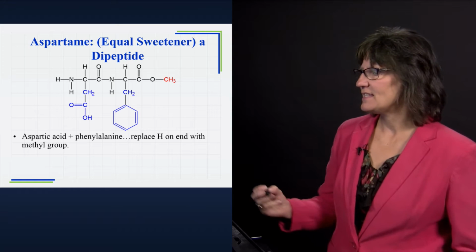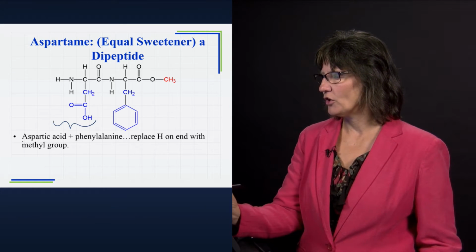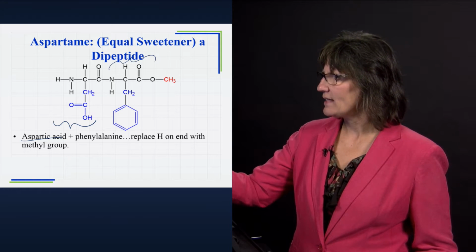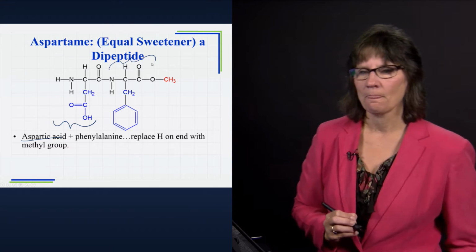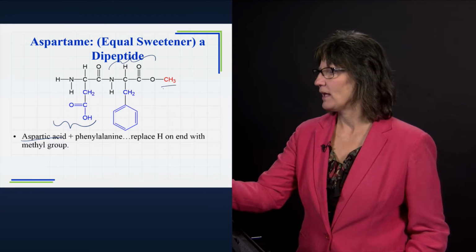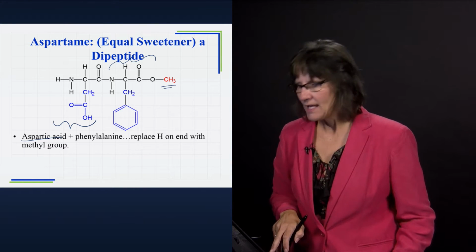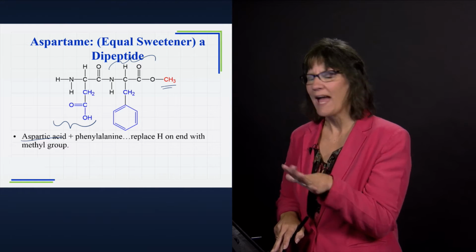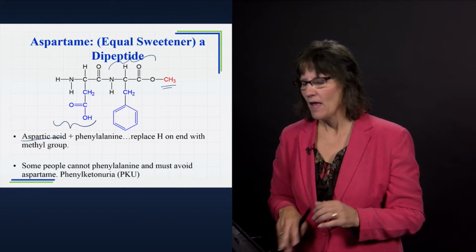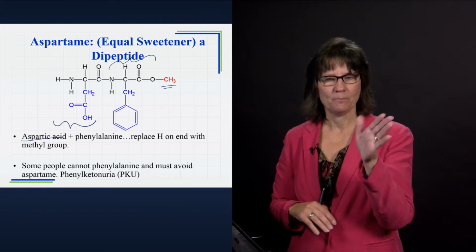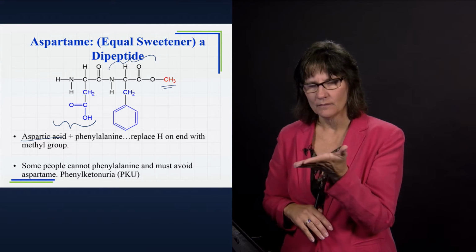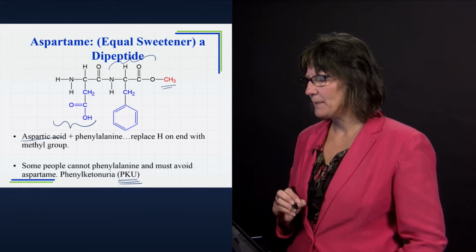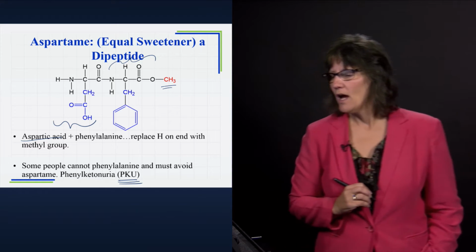Okay, this is the amino acid called aspartic acid. This is an amino acid called phenylalanine, and we have replaced the H with a methyl group. Now, a lot of products that have aspartame will have a warning on the label. I don't remember exactly how they word it, but you'll see something about PKU.